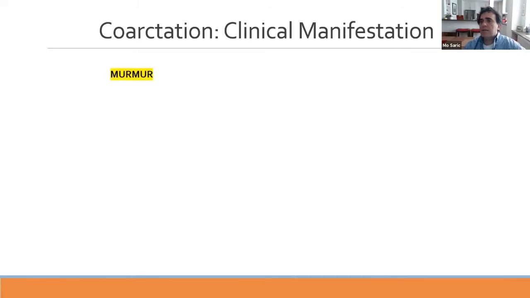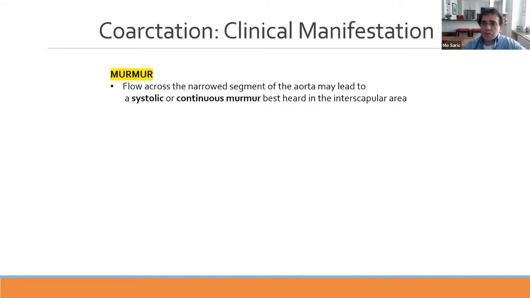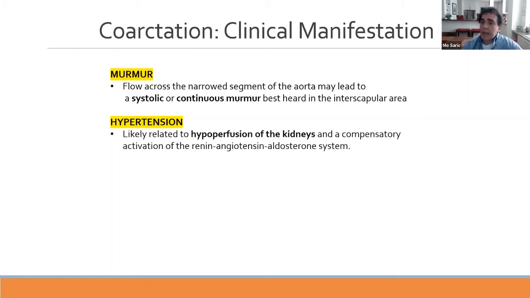And so what are the clinical manifestations of coarctation? It's usually detected by auscultation, and the flow across the narrowing segment of the aorta may lead to a systolic or continuous murmur, best heard in the interscapular area. Also, coarctation is sometimes detected first during evaluation for hypertension, and this hypertension is characterized by elevated blood pressure in the upper extremities and a relative hypotension in the lower extremities.